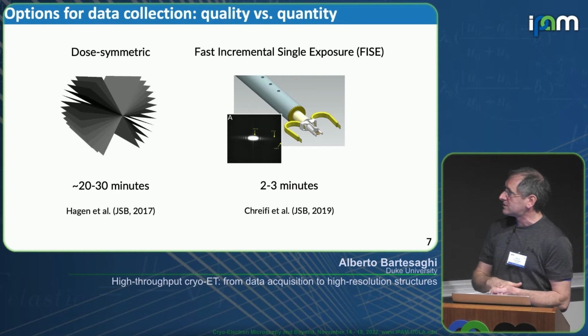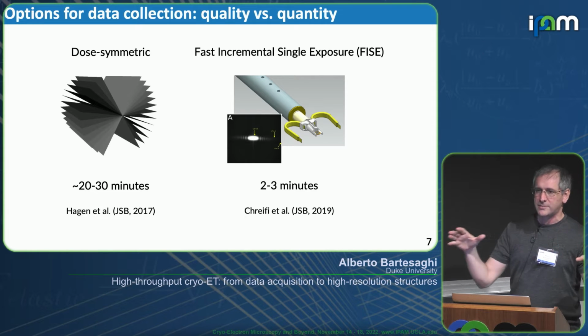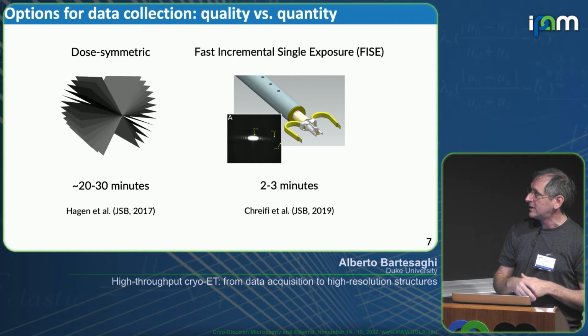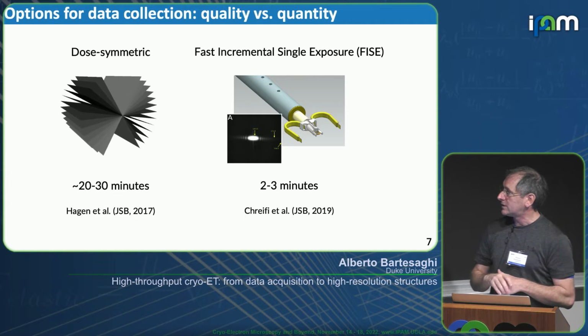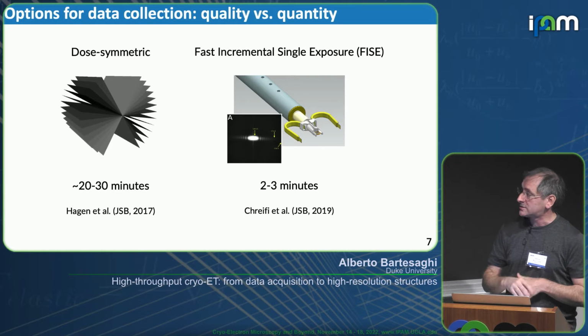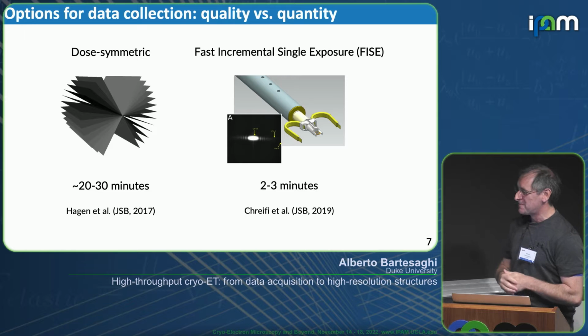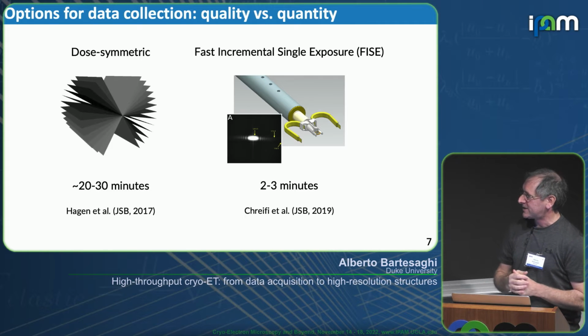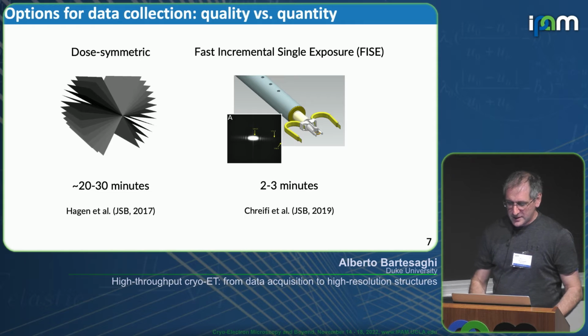So those are 2 challenges, but depending on what your goal is, if you just want a rough, low-resolution overview of your sample, this may work perfectly well. I'm going to show some examples where you can get sub-10 Angstrom reconstructions using this fast acquisition method.